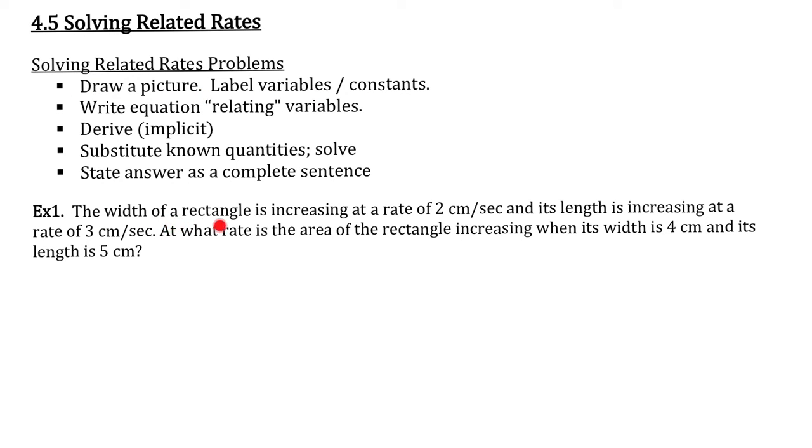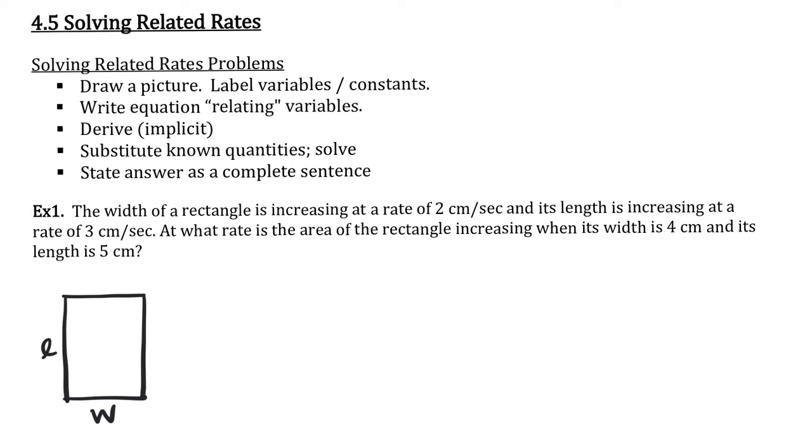Okay, so the width of a rectangle is increasing at a rate of 2 centimeters per second, and its length is increasing at a rate of 3 centimeters per second. At what rate is the area of the rectangle increasing when its width is 4 centimeters and its length is 5 centimeters? So let's just start out with what we're doing. There's a rectangle. Okay, it's telling me that the width is increasing and the length is increasing. So I'm going to go ahead and label them W and L.